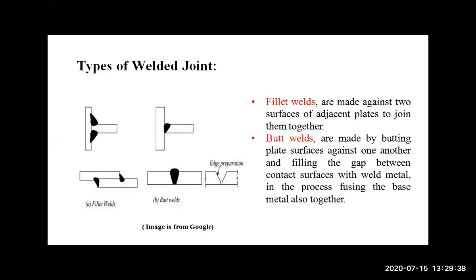For the connection of a welded joint, there are two types of joints we have to use while welding. The first type of joint is the fillet weld, and the second type is the butt weld. For the butt weld, we can see again the groove weld, fillet weld, and butt weld. First is the fillet weld. So what is a fillet weld? Fillet welds are made against two surfaces of adjacent plates to join them together. Here the two adjacent plates are there.